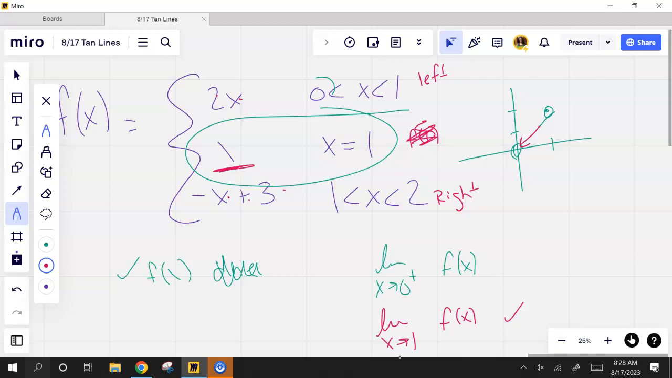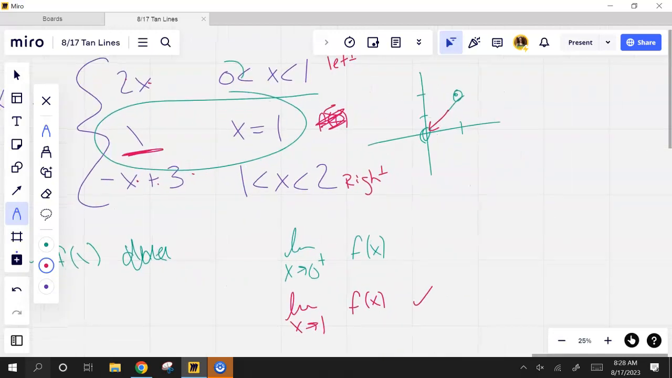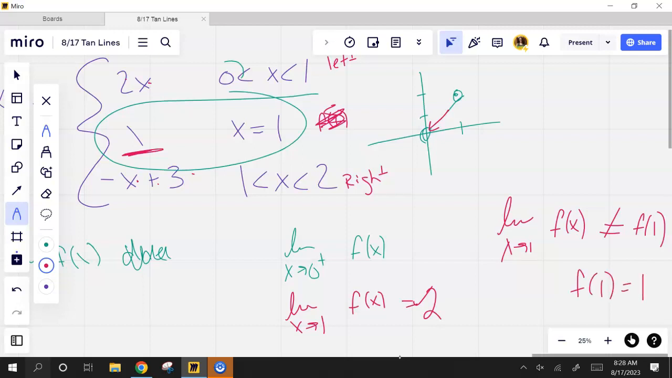And then D, the limit as, I was getting to part B apparently. The limit as x approaches 1 of f of x does not equal f of 1. That's true. Because here, the limit was 2, but f of 1 is 1. So they do not equal each other, which means the function's not continuous at that point. The limit exists, but it's not continuous. It's got a little dot right above or below or wherever. Actually, it's below.